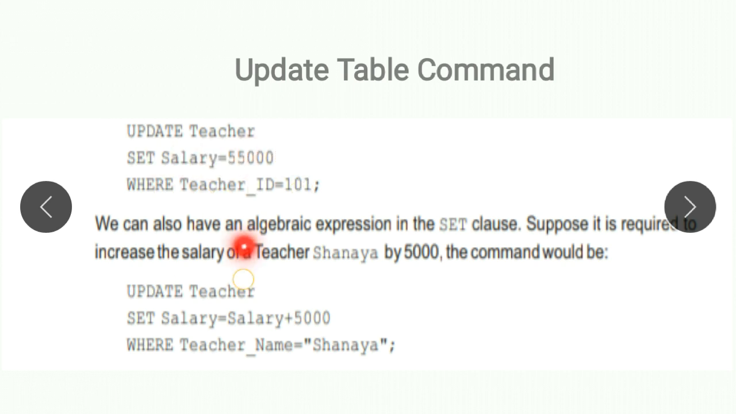And for this we can also have an algebraic expression in the set clause. Suppose it is required to increase the salary of a teacher Shania by 5,000. So the command we can also write is: update teacher, name of the table, then set salary equals to salary plus 5,000. Salary means, like, her salary is 50,000. You have to add 5,000 more to make it 55,000. Where teacher name equals to Shania means that the name of the teacher is Shania and her salary will be incremented by 5,000. So like this you can update the table.